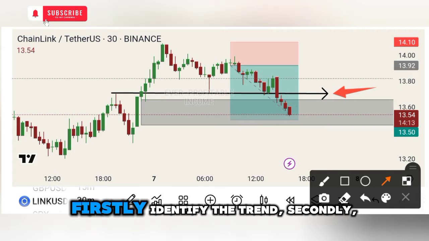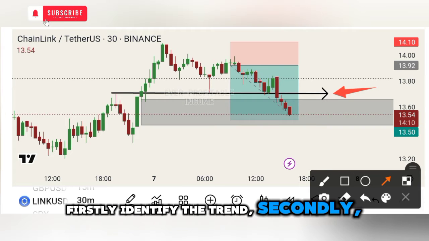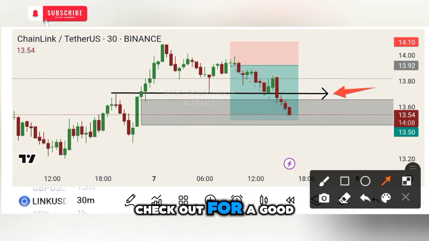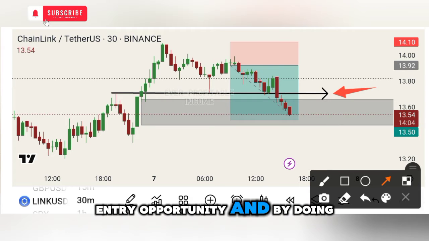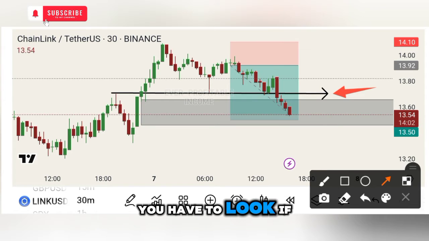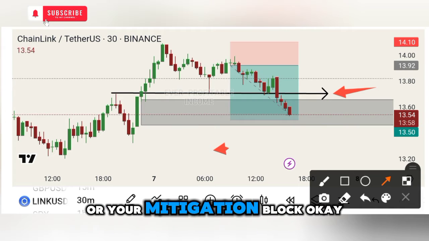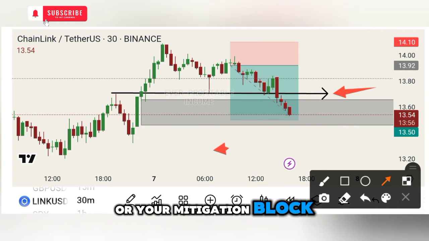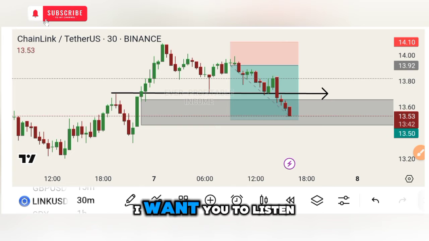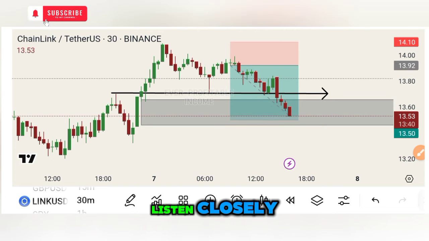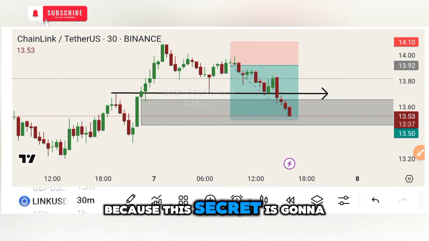Okay, firstly, identify the trend. Second, check out for a good trading opportunity, an entry opportunity. By doing so, you have to look if there is a fair value gap, a breaker block, or a mitigation block. If you are a beginner trader, I want you to listen closely, because this secret is going to make you profitable.